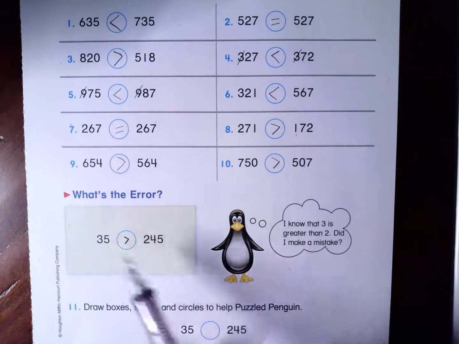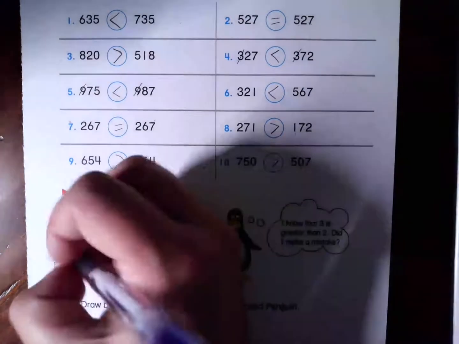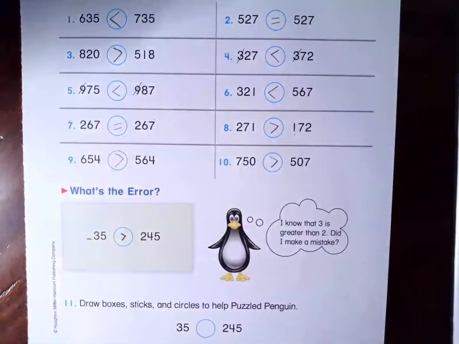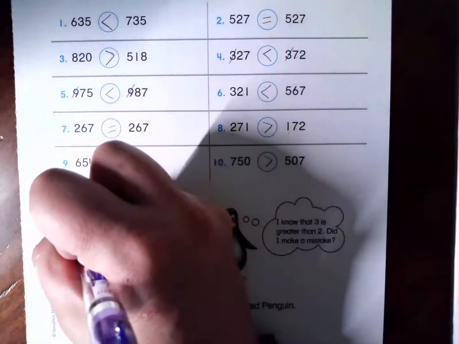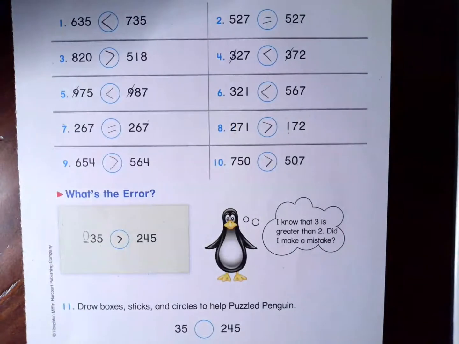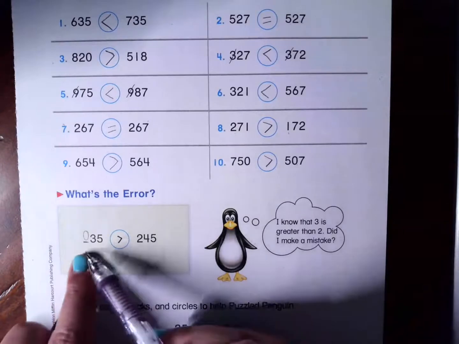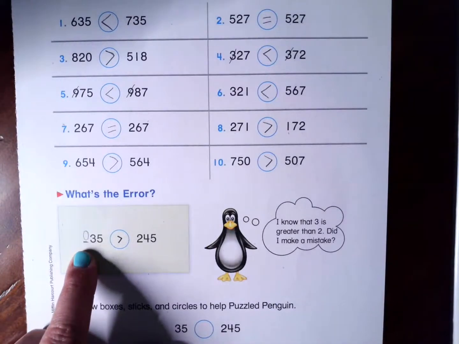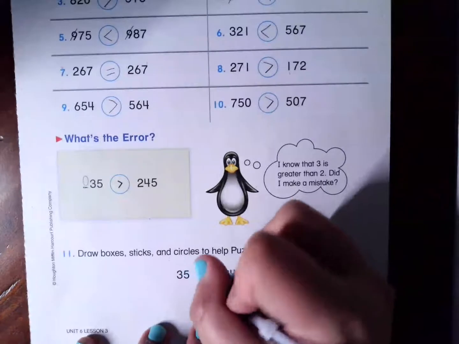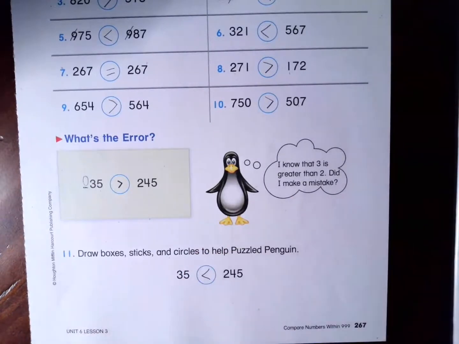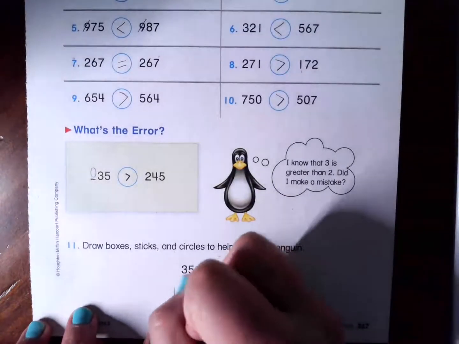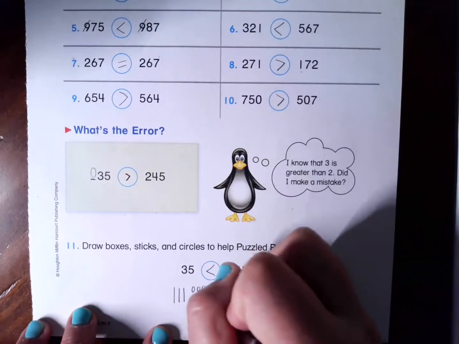But 35 does not have 3 digits. It is missing that hundreds town. So this is actually a 0. When you fill in that missing 0, which is bigger, 0 or 2? So Puzzle Penguin, sorry dude, you've got to flip your sign. 245 is greater because it has 2 hundreds and 35 has none. It wants us to draw the boxes, sticks, and circles to help. So let's go ahead and do that.